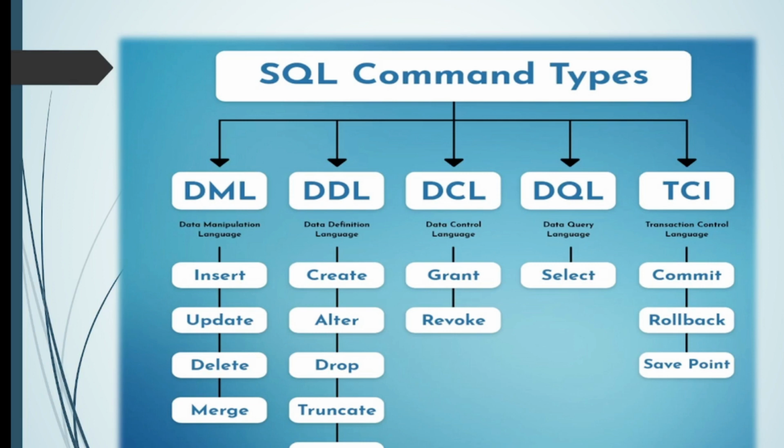Under these commands, we need to learn how we can use them in SQL. Under DML, we have 4 types of commands: insert, update, delete and merge. If I talk about DDL, we have create, alter, drop, truncate and rename. In a similar way, under DCL we have grant and revoke. Under DQL we have just one command, which is select. And the last one is TCL, transaction control language: commit, rollback and save point.